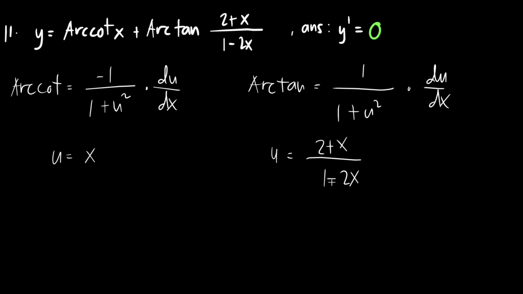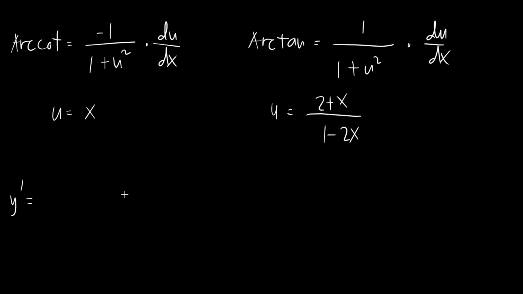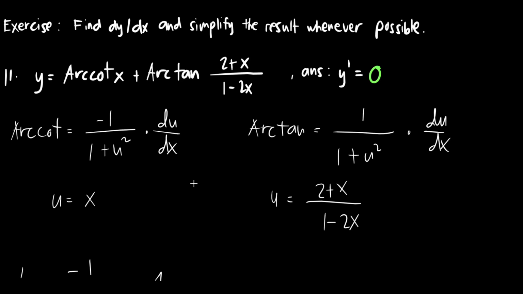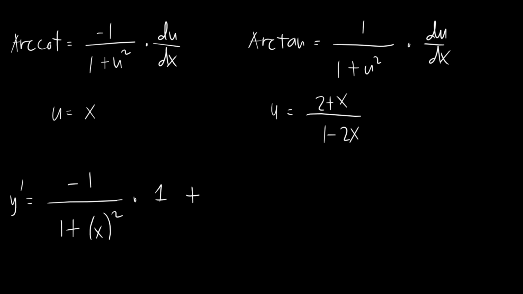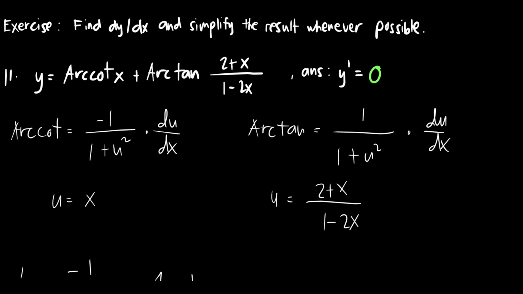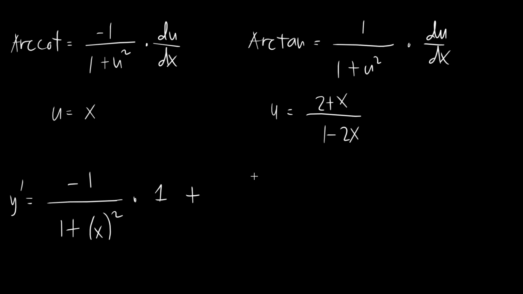So let's solve. We have y prime, so y prime is equal to the derivative of arc cotangent of x: negative 1 all over 1 plus x squared, since u is x, and du over dx, the derivative of x, is just 1. Plus the derivative of arctan: 1 all over 1 plus u squared, where u is 2 plus x all over 1 minus 2x, raised to the power of 2.